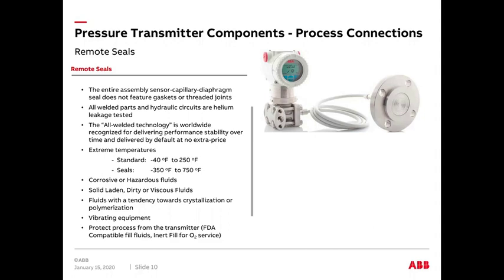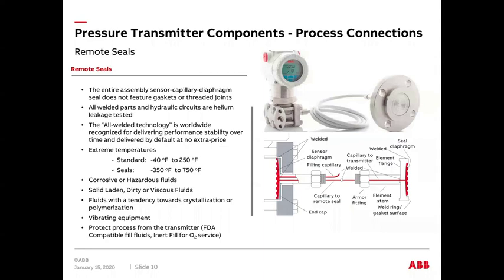There's fluids with a tendency to crystallize. There's vibration that you might have to overcome that you can do with a remote seal. And you might be in a situation, food and beverage wise, where you have to meet FDA requirements. And we do have the fill fluids and the inert fill and oxygen service and different types of things to meet all those industries. As you can see in the diagram that I just added, those are the different points, the different connections that with some manufacturers you will find threaded or different types of seals, which over time may end up presenting a problem. But with ABB's 100% welded remote seals, with the transducer, you don't have those issues.